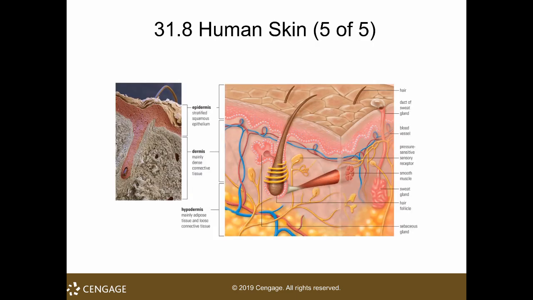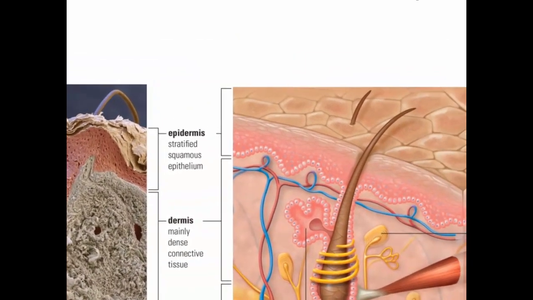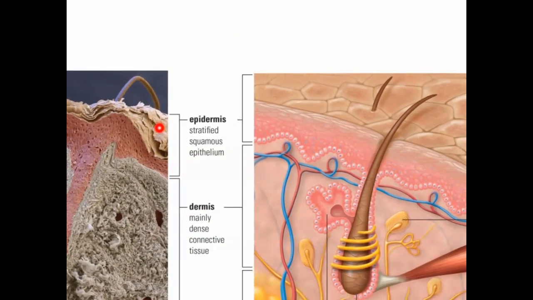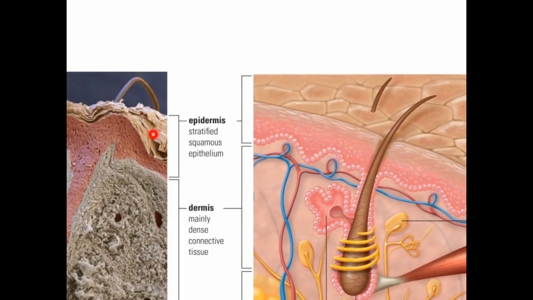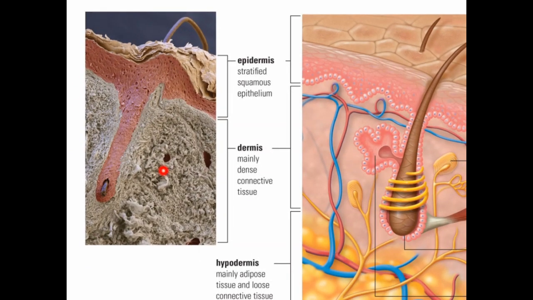So this is a short view of your human skin. Here is an image of the skin. You have your epidermis. As you can see, this layer is actually the dead skin cells that are being shed continuously. Then you have your dermal layer, the dermis, which is mainly dense connective tissue. This is the epidermis, stratified squamous.